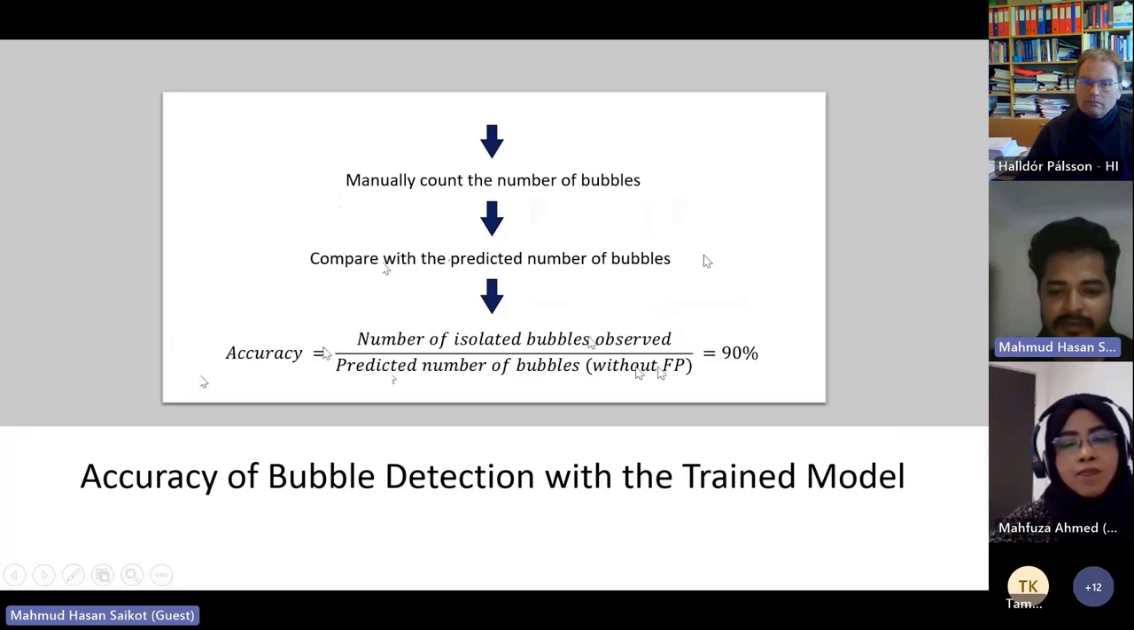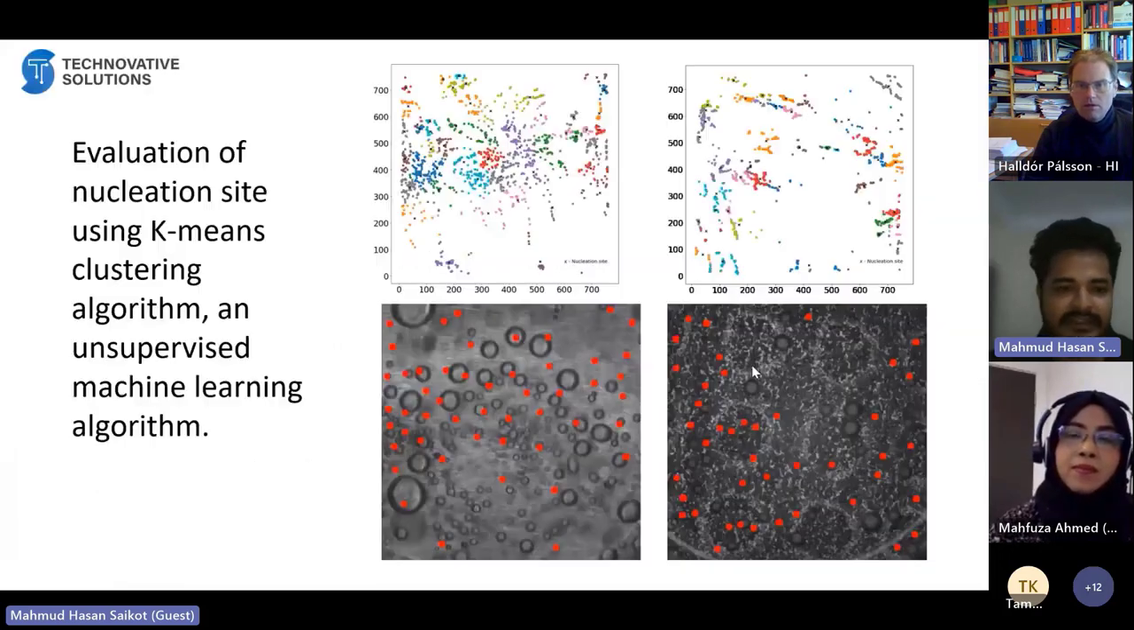Also, obviously, here you can see FP, which actually means false positive. Sometimes our algorithm detects some glitches, like there were not any bubbles, but it still detected some bubbles. This doesn't happen too often, it's probably like 1%, but we still count them, and we calculate the accuracy from there. And this 90% is just an arbitrary value. So now let's move on to the next slide.